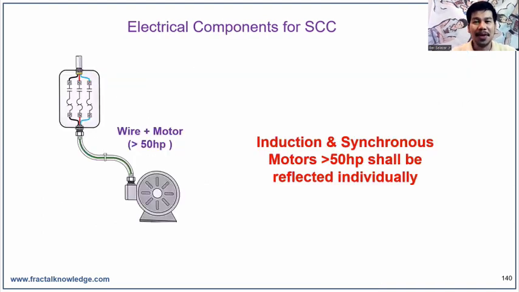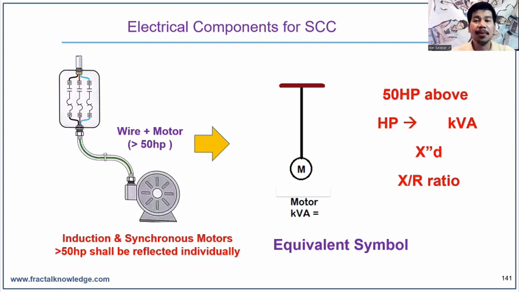Another electrical component you can find in your single line diagram is the motors larger than 50 horsepower, like fire pump, like refrigeration system. As a rule, every induction and synchronous motor greater than 50 horsepower shall be reflected individually in the single line diagram. Here's the equivalent symbol for your motor 50 horsepower and above. You should reflect its kVA and horsepower rating.